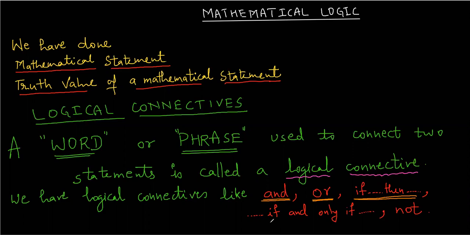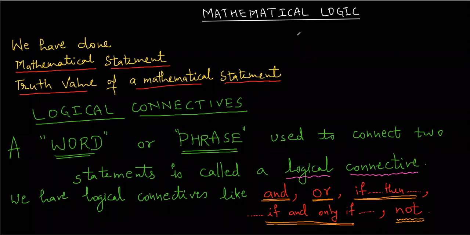What simple statements are, you will understand in time to come. See, this is a group of words: if and only if. It's a phrase. So I'm going to use this to connect two statements. Now here, when it comes to not, try to understand, students. Not is a unary connective. These all are binary connectives.